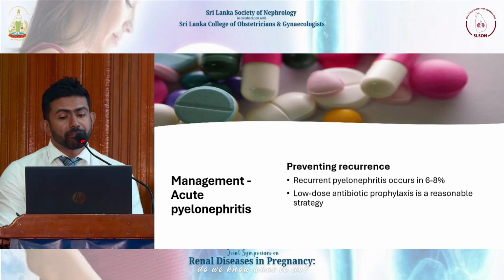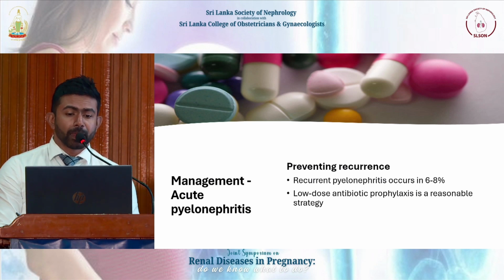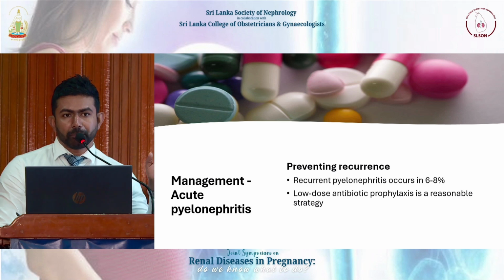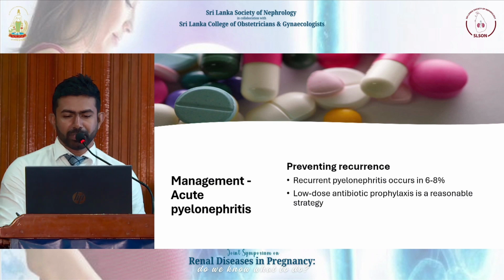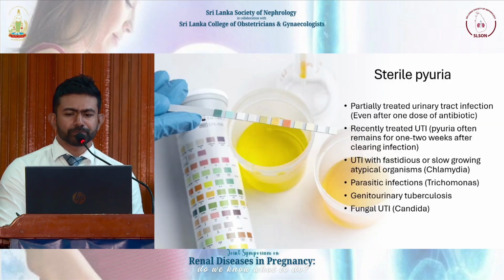And pyelonephritis can recur in about 6 to 8% of cases. So if pyelonephritis is recurring, you can consider giving a prophylactic antibiotic, but it is not really indicated after 1 episode of pyelonephritis, only if the patient is having recurrent episodes. So this is my last slide.